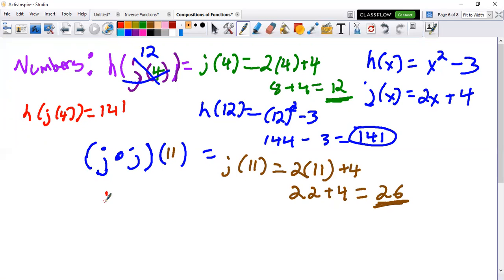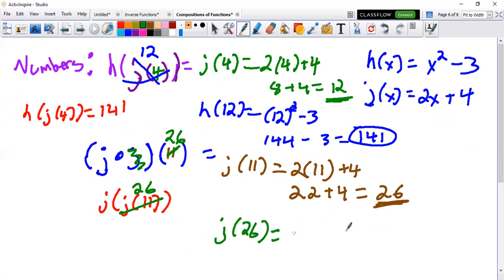So let me rewrite it because I didn't rewrite it. So if I have j of 11, this is now replaced with 26. So I've got j of 26. If you keep it like this, cross out the last j and replace it with 26. Again, you don't necessarily have to do either of these steps. I just think it makes it easier as you're doing your problem, so you realize what you've got to do next. So doing j of 26.